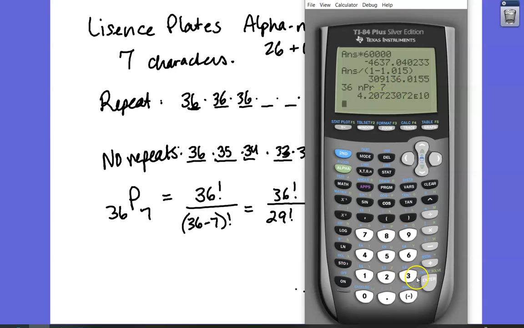And then this is technically compared to the 36 to the 7th, which is the one where we were allowed to repeat. So which one ended up being bigger? Obviously, the one where you were allowed to repeat values because you had more choices in each spot. Okay, so there you go. So that's one way of doing this.